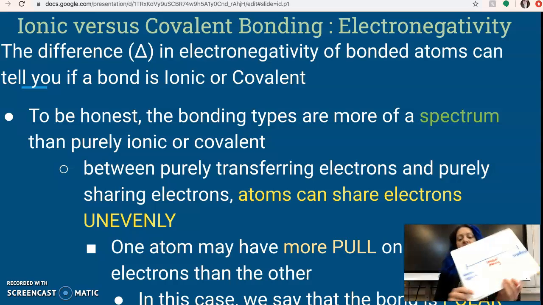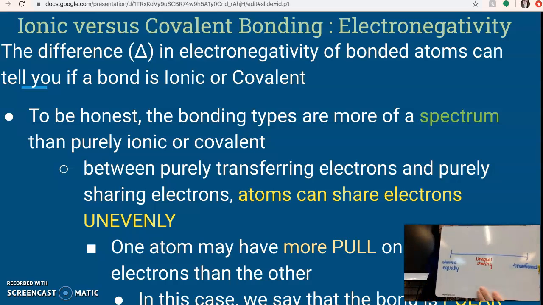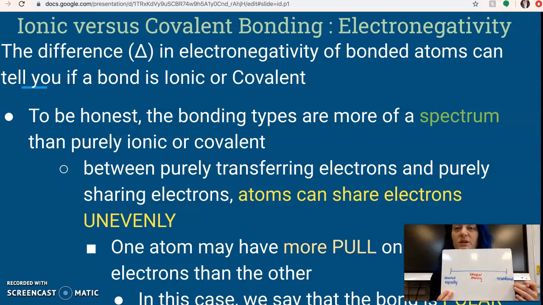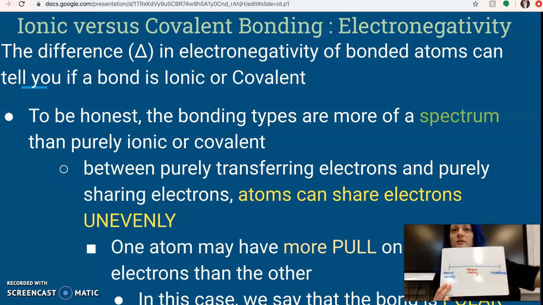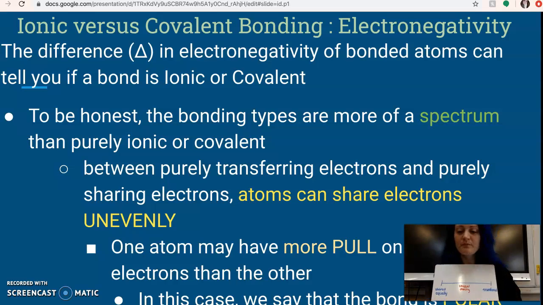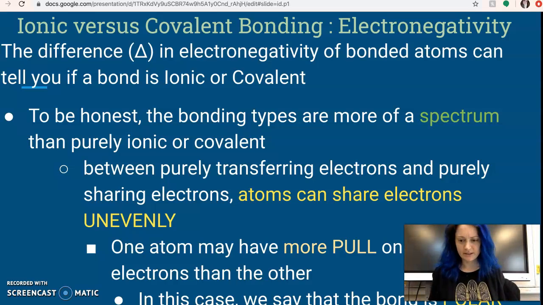And in that case, one atom can have more pull on the electrons than another. So, if you have equal sharing, this would be like two people of the same size in a tug of war, right? Transferring would be basically throwing the electron from one atom to the other. And unequal sharing would be like a tug of war between the Hulk and a 10-year-old scrawny kid.